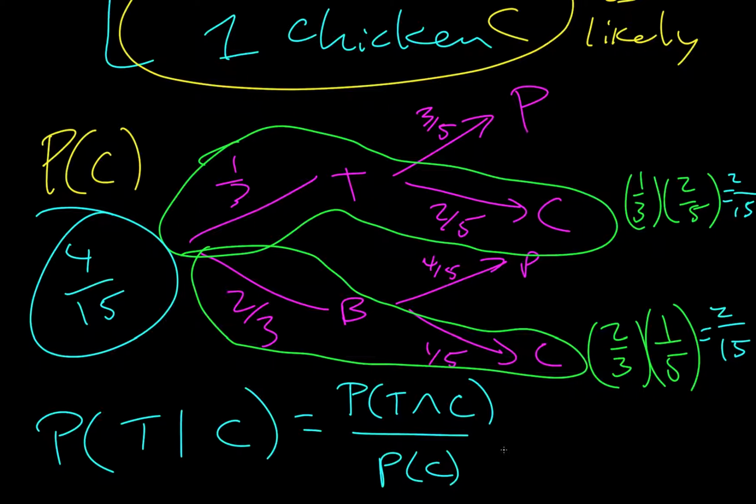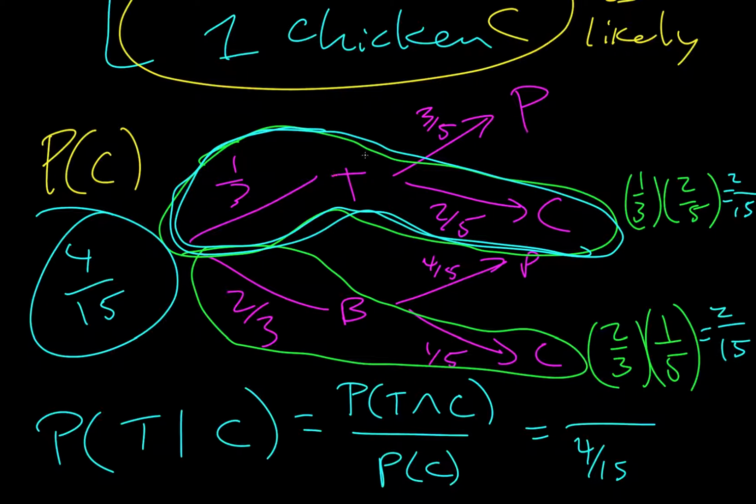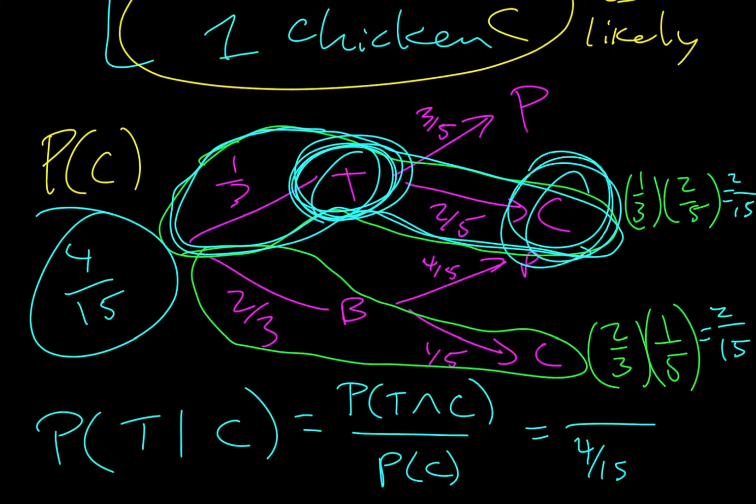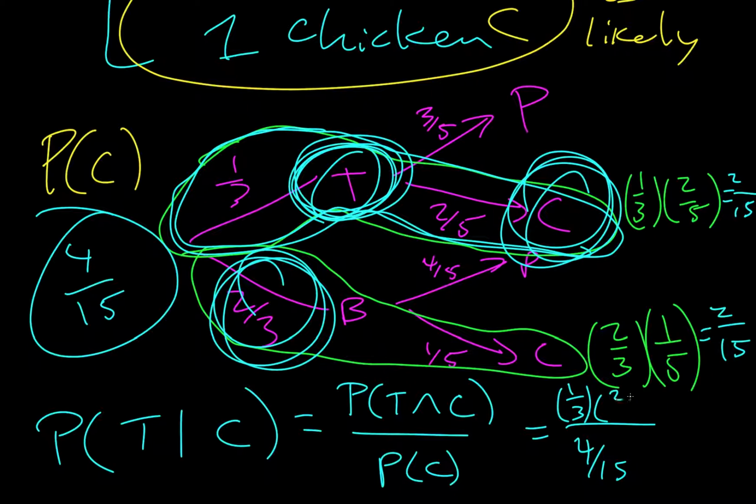Now, since we already found the bottom right here, P of C is right there, we can just write that into our formula. And now, if we want to see probability of top given chicken, that's essentially just asking for this one, because that's top given chicken, because we know that this isn't going to occur, and so we just need to do 1/3 times 2/5 to find that. And then we need to simplify this.